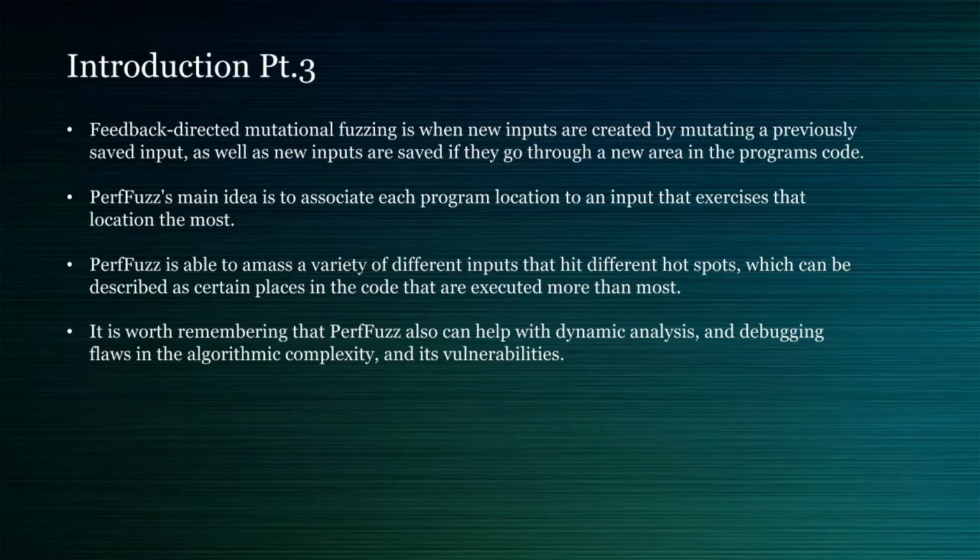PerfFuzz's main idea is to associate each program location to an input that exercises the location the most. And so when PerfFuzz gets back the information from the inputs that it executed, some that exercise a certain location more than other previous inputs are kept, while some of those are mutated and some are just thrown by the wayside. PerfFuzz is able to amass a variety of different inputs that hit different hotspots, which can be described as certain places in the code that are usually executed more than most.